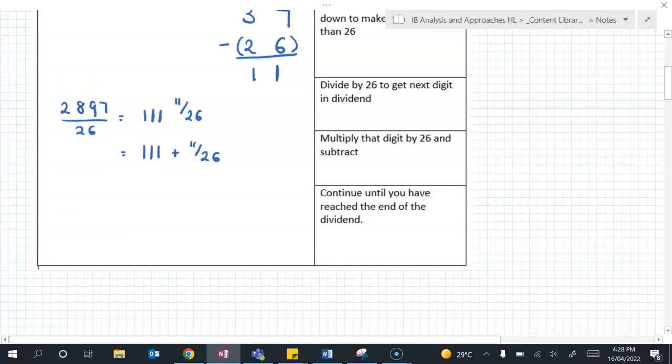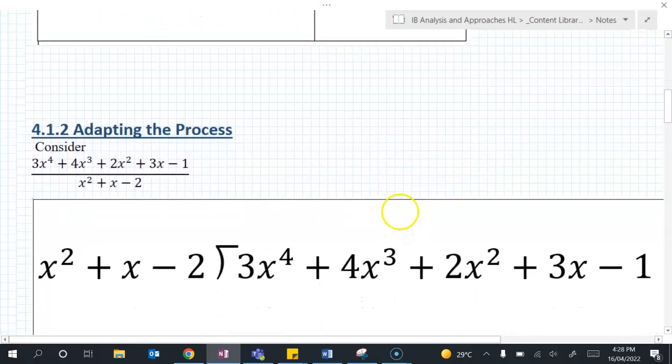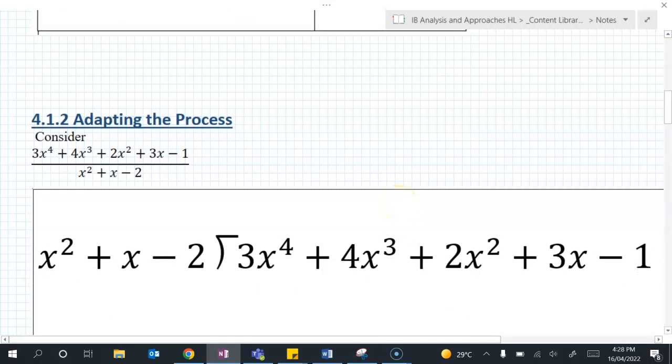Okay, alright, so how are we going to be using this process to divide polynomials? So here we've got a quartic, so something to the power of 4. So 3x to the power of 4 plus 4x cubed plus 2x squared plus 3x take 1, and we're dividing it by the quadratic x squared plus x take 2.